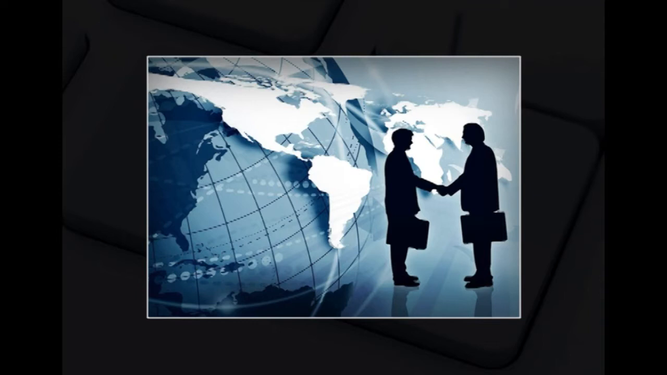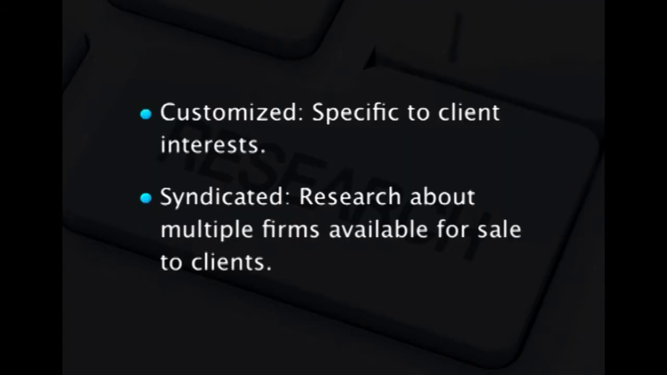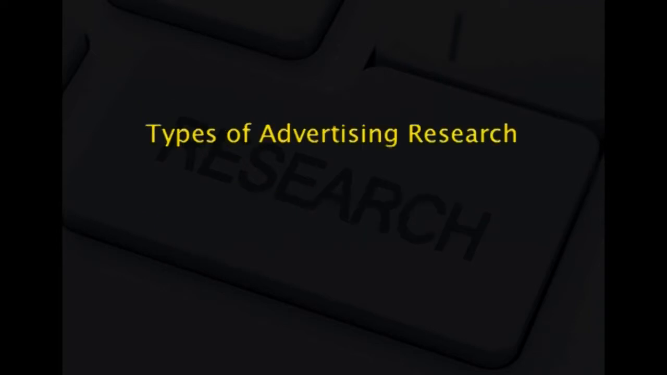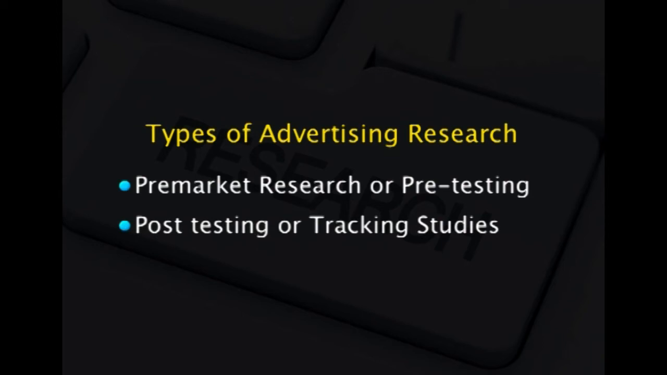The types of advertising research are based on client needs, which are either customized or syndicated. Customized means specific to client interests. Syndicated means research about multiple firms available for sale to clients. There are two types of advertising research: pre-market research or pre-testing, and post-testing or tracking studies.